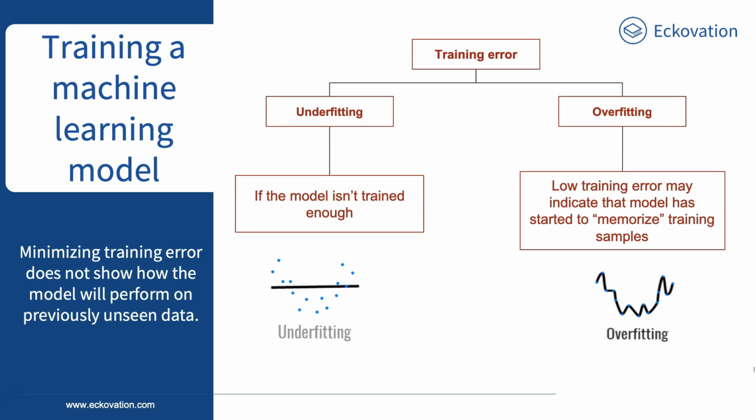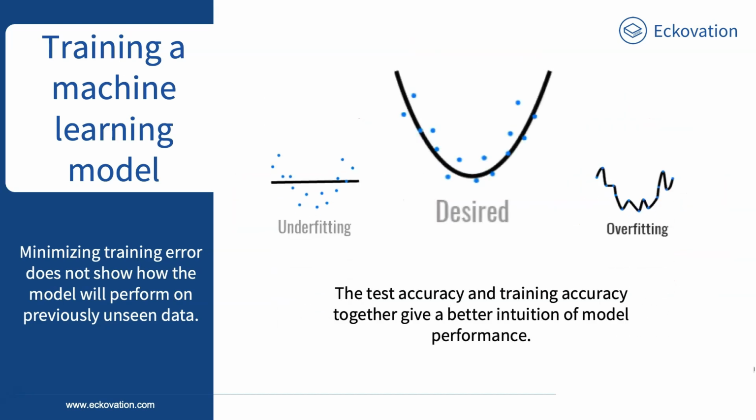This is why it is important to divide the dataset beforehand into training and testing sets. If the cost of an overfit model is calculated with the test set, it comes out to be disproportionately higher than the training cost. This is an easy test to check the fitness of a model. The test accuracy and training accuracy together give a better intuition of model performance. Now you know what happens when someone does not optimize the training process.